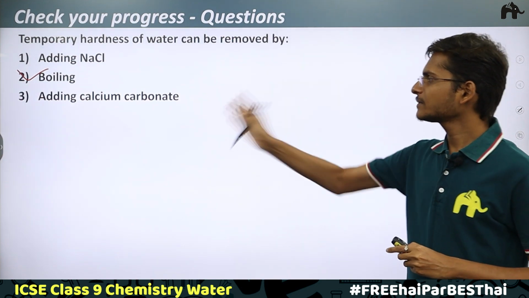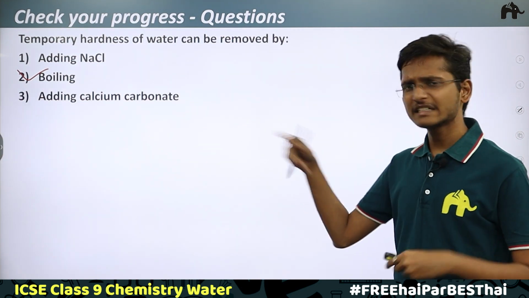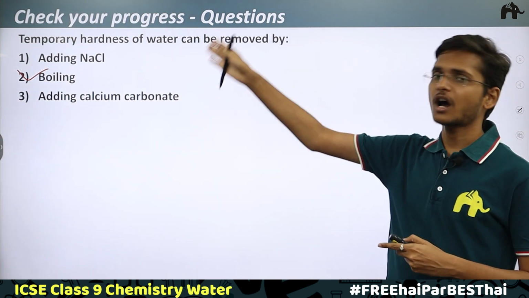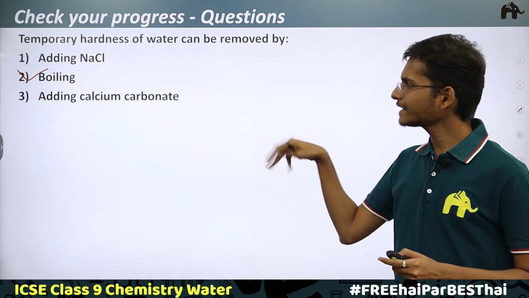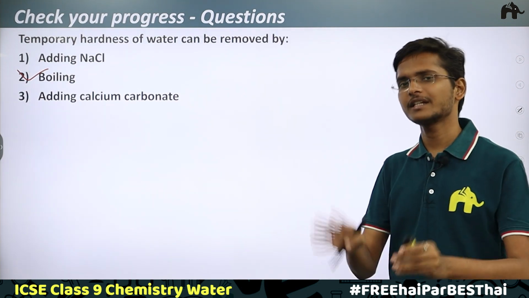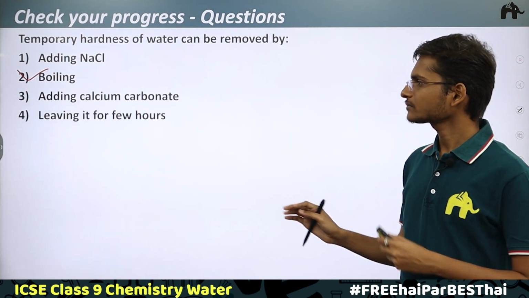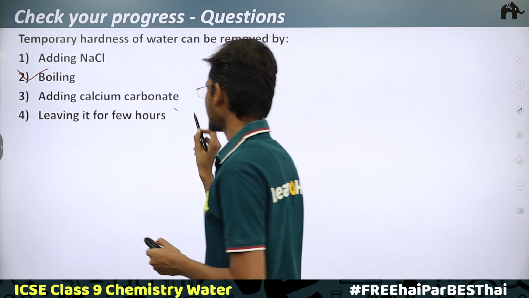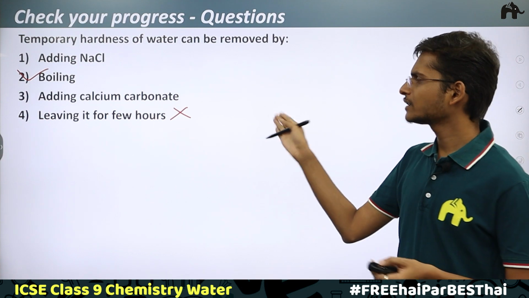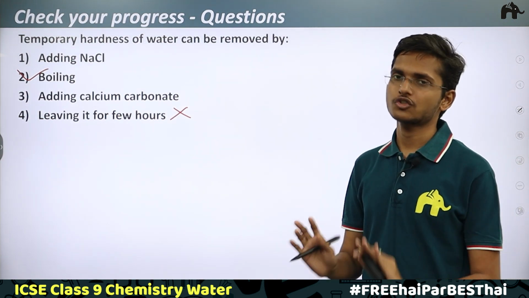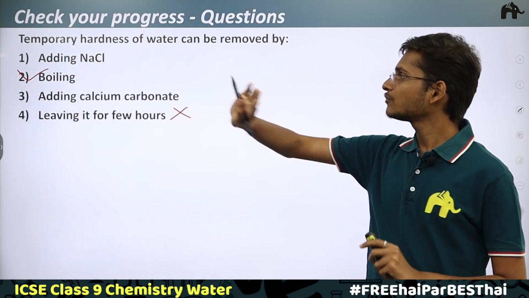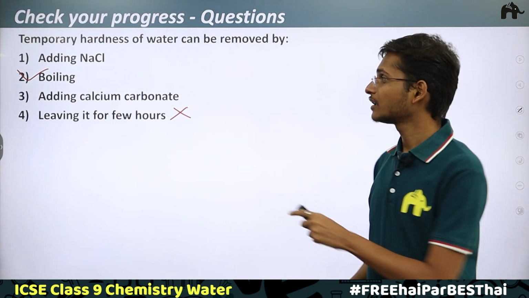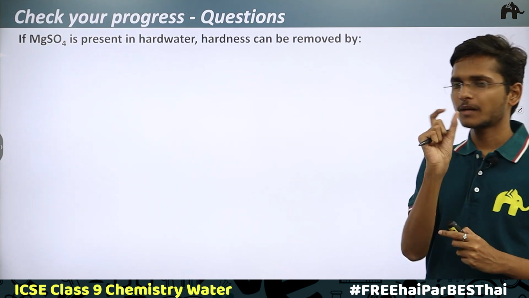Then adding calcium carbonate, absolutely not. Calcium carbonate itself is insoluble, right? So how would it make our temporary hard water soft? When we add calcium carbonate to our water, it would just stay like that. Leaving it for a few hours, this is a rubbish option, not at all applicable. Leaving the water for a few hours will not make our water soft. So temporary hardness of water can be removed by boiling. Clear? Next question. Now you need to apply some brains here.